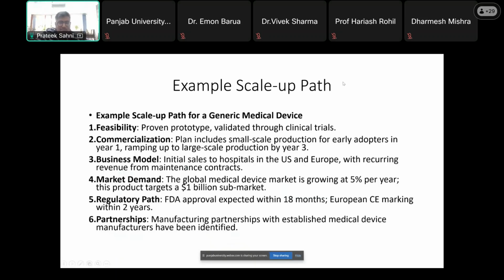Now, an example of a scale-up path for a generic medical device is as follows. Your own particular scale-up path may or may not match this, but this should give you some idea on what to actually shoot for. So here you mention the feasibility of your prototype and whatever validation tests you have been able to conduct.